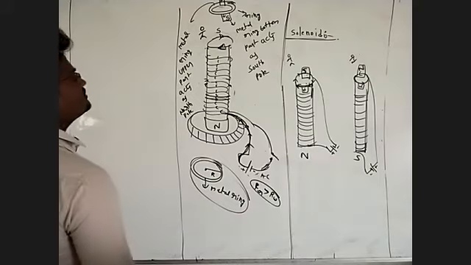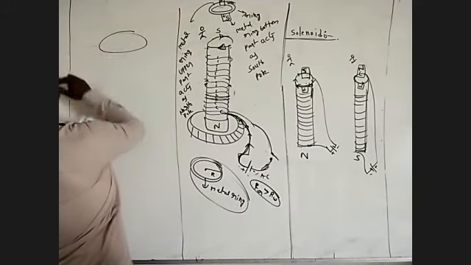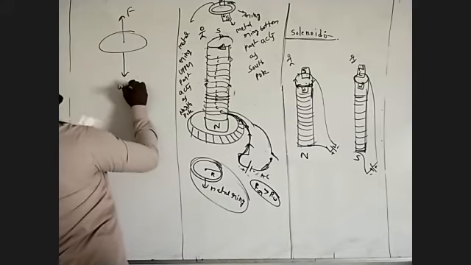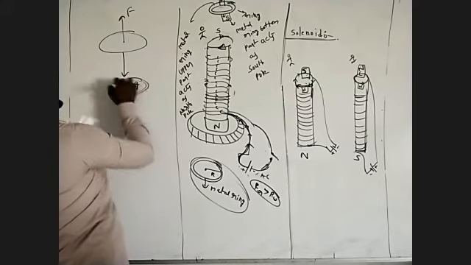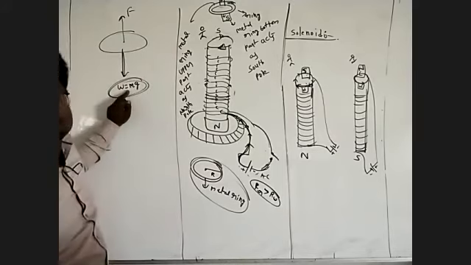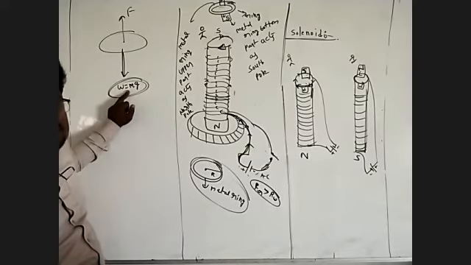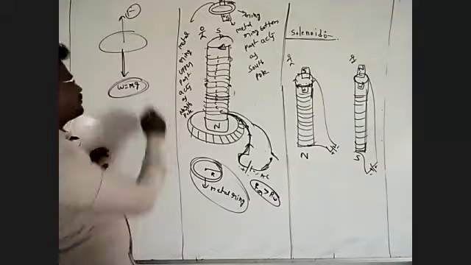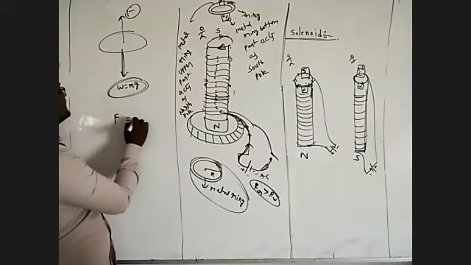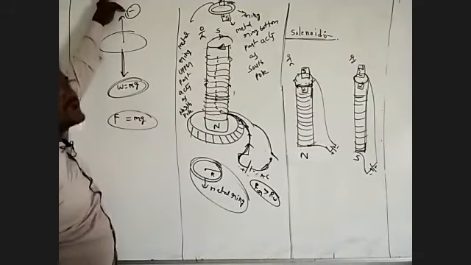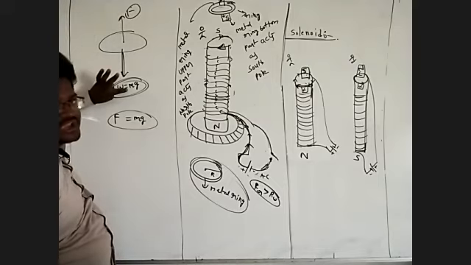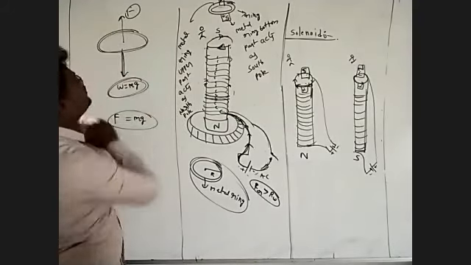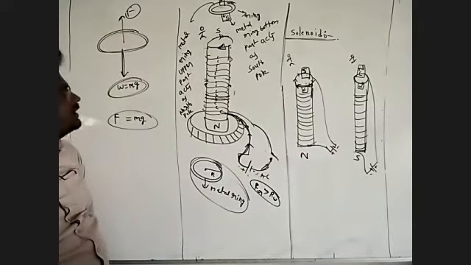So what is the reason for this? This is the ring. This is a force. This is the weight, W equals mg, acting in a vertically downward direction. This is the magnetic force acting in an upward direction. Both are balancing. The magnetic force is balancing the weight, so the metal ring is in air.